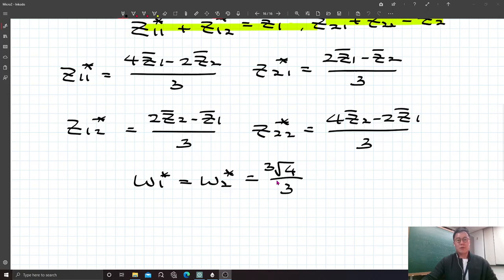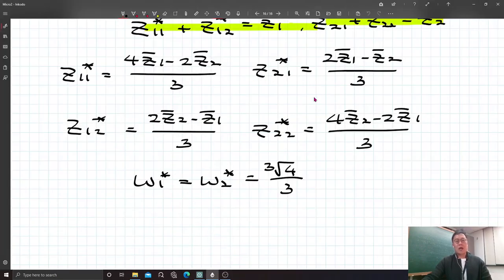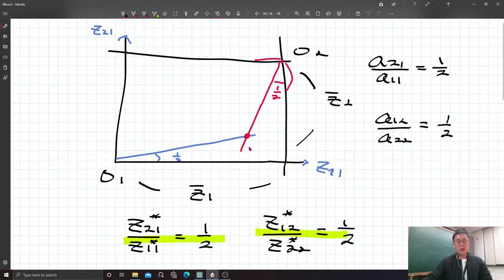So these are equilibrium. Okay. All right. So I think this summarizes how this economy operates at an equilibrium, and I think you can easily check that. This factor allocation, this point is on the Pareto set. So the way to find the Pareto set is the same as the way to find the Pareto set in a pure exchange economy.